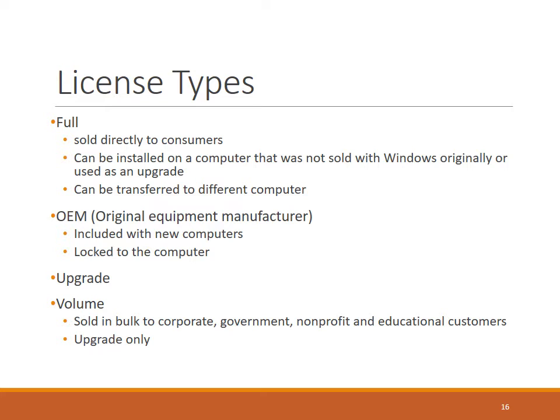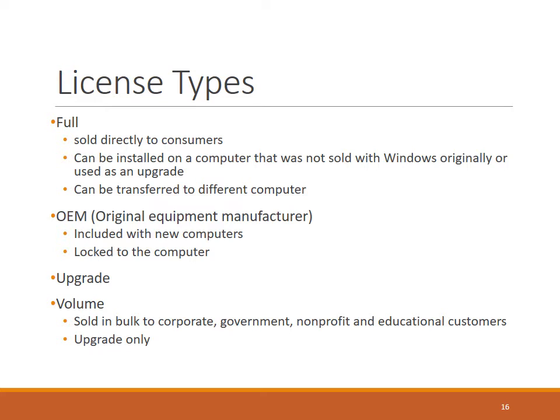The next type of license is an upgrade license. So an upgrade license will upgrade a computer that's running Windows 7 or Windows 8 to Windows 10. Now, keep in mind this is an upgrade license, so it's different than a full license. Upgrade licenses are generally cheaper than full licenses are, but they've got some disadvantages, like they can't be transferred to other computers. The last type is a volume license.